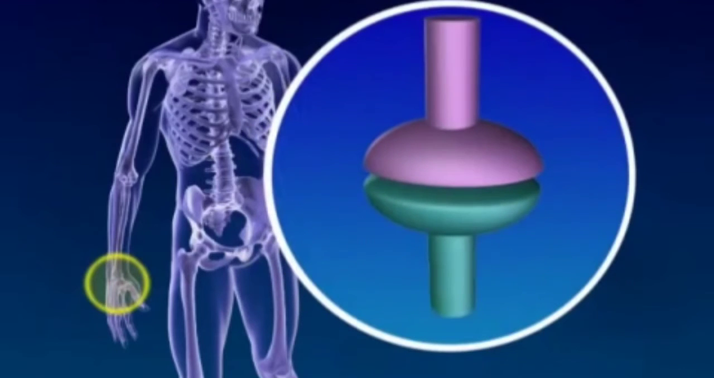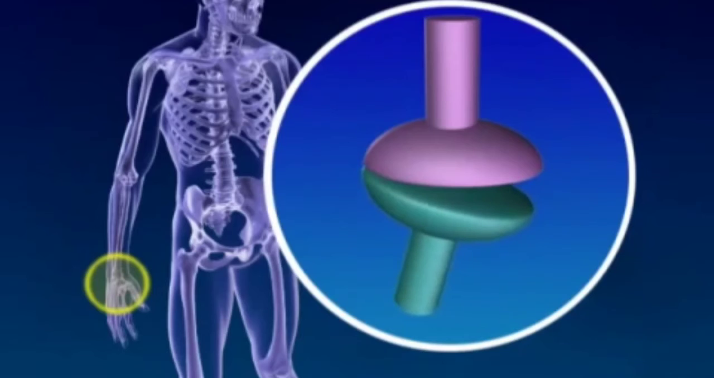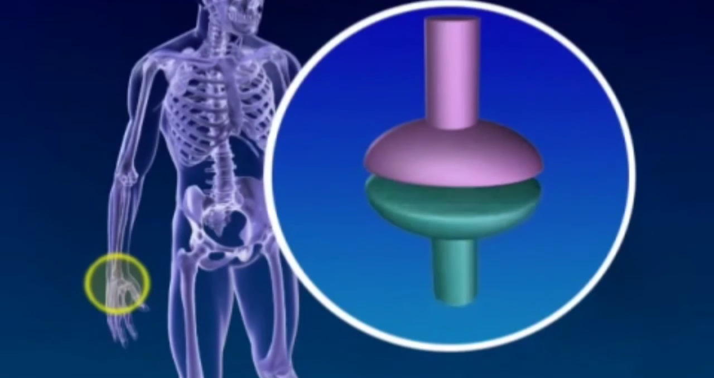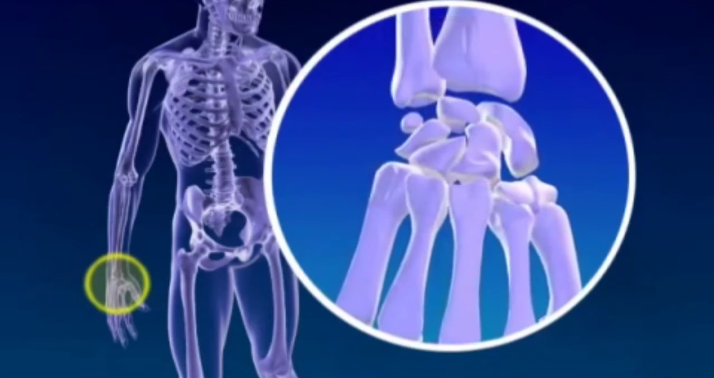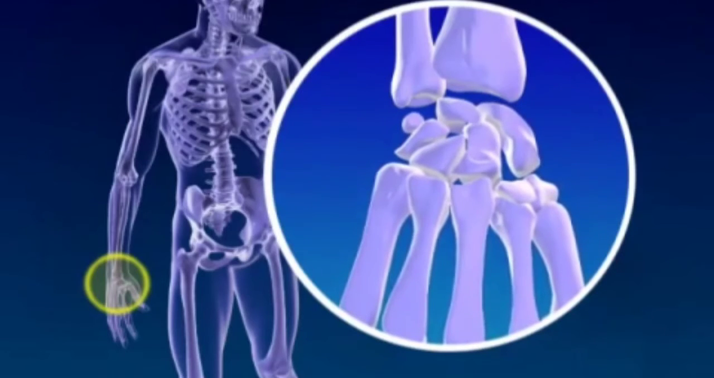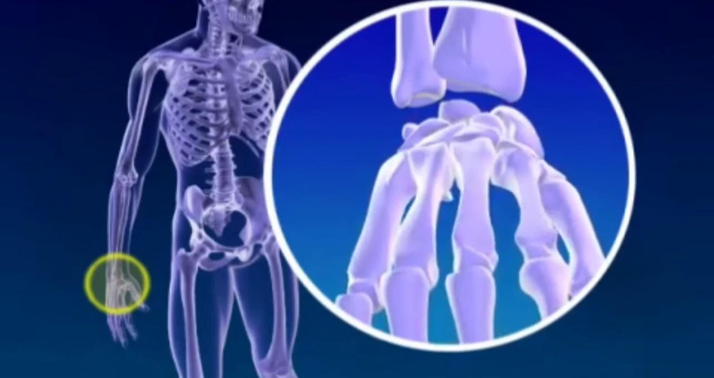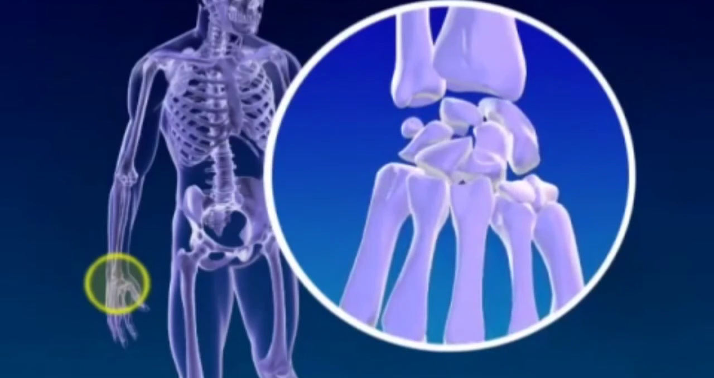Gliding joint. Gliding joint allows gliding in sideways, forward and backward movement. It is present in the wrist and ankle of the human body. You can move your hand in all directions, forward, backward and around like a clock.